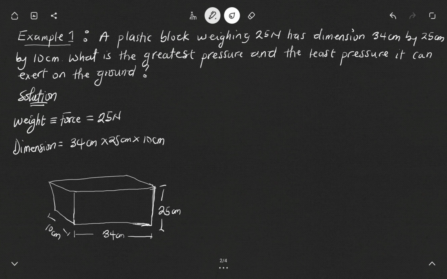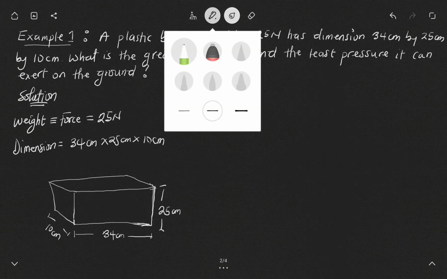Okay, now if we look at this particular block, we realize that we can have quite a couple of areas for this particular block. So let me denote that with a different color.